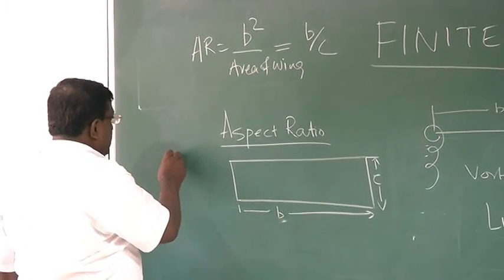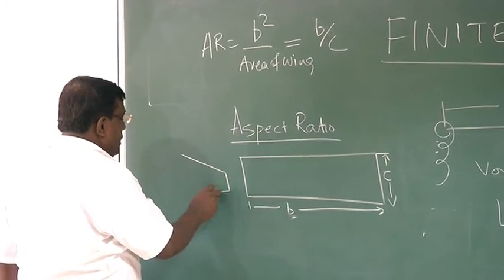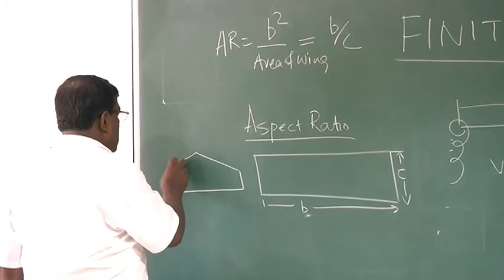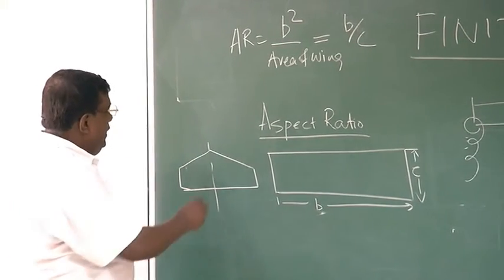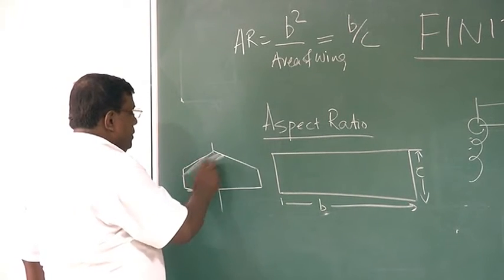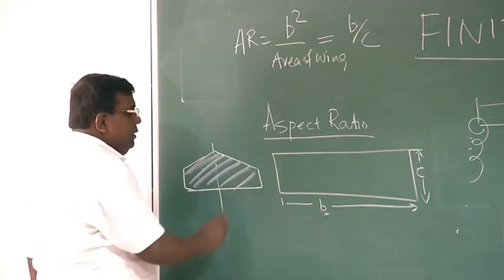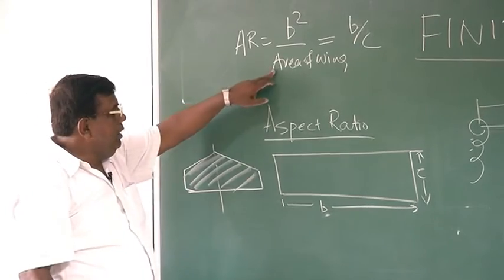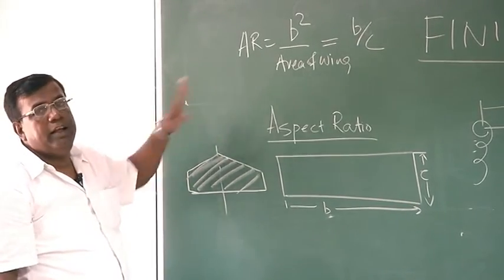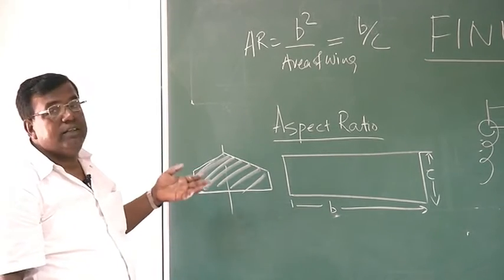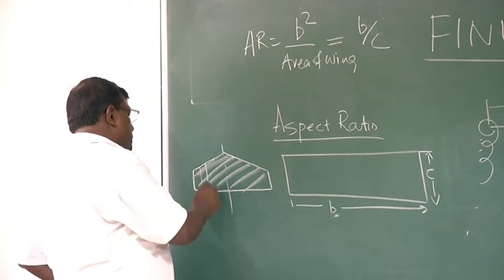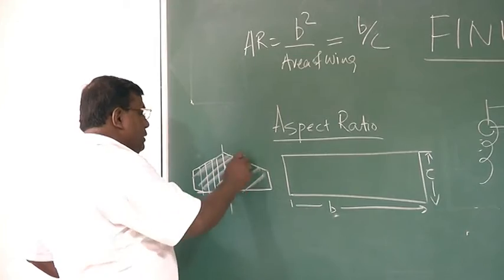However, if the wing is something like this, then actually you have to find out the area of the wing, which will be here, and span square divided by area of the wing will become your aspect ratio. Then it will not be B by C, because C is changing. Chord at every point is changing.